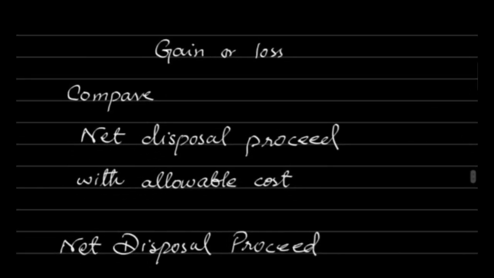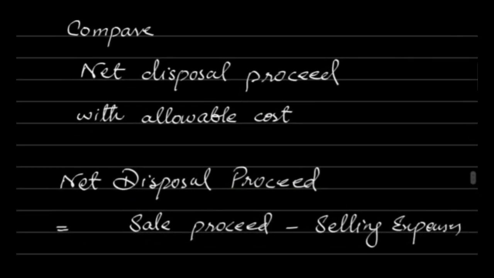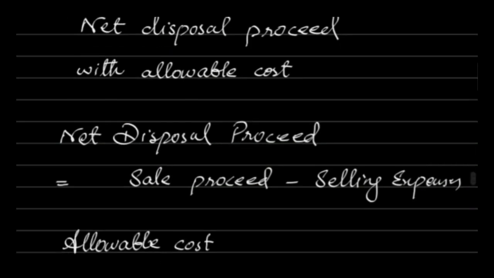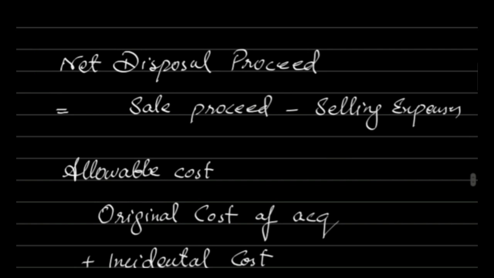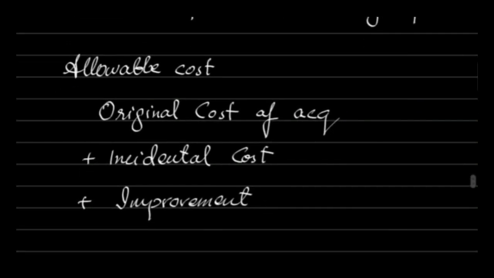Now, how to compute the gain or loss? For this, we have to compare the net disposal proceeds with the allowable cost. Remember that if net disposal proceeds are greater than allowable cost, then the difference is said to be a gain, otherwise a loss. Net disposal proceeds can be calculated as the difference between sale proceeds and selling expenses, while allowable cost is the original cost of acquisition plus incidental costs of acquisition like legal fees, professional fees, etc., plus improvements, if any.